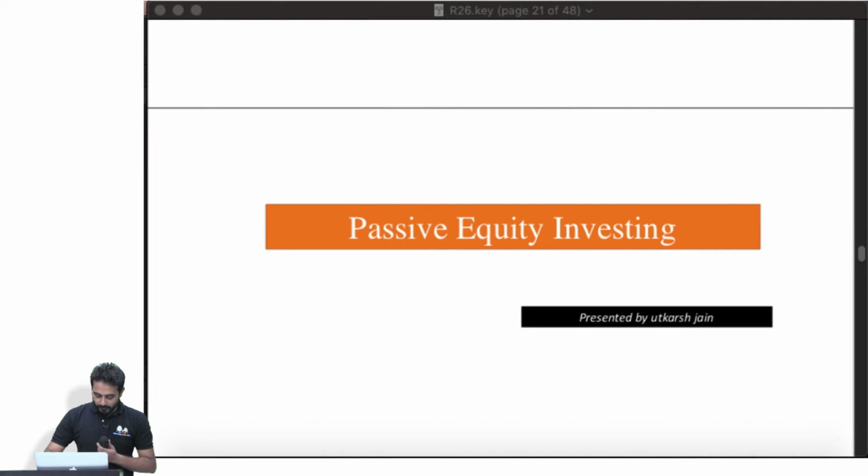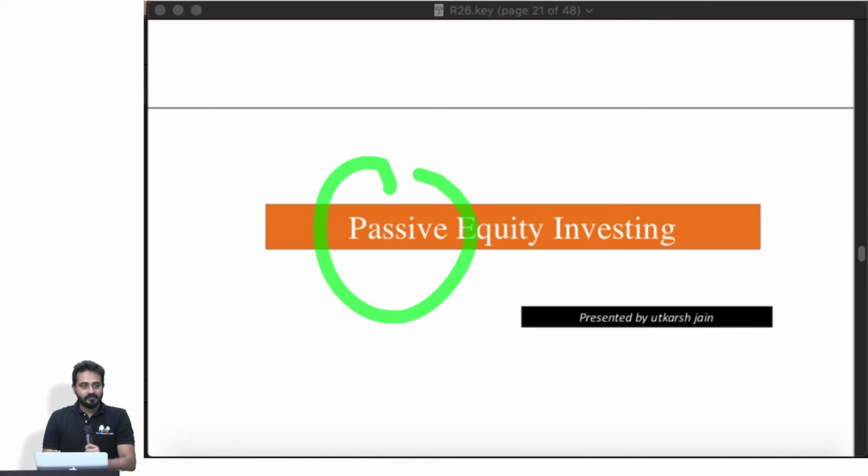Now I have a question for you before I get into the nitty-gritties. What is your view on passive investing? How many of you are passively invested? How many of you, okay, let me simplify this. How many of you have bought ETFs here?